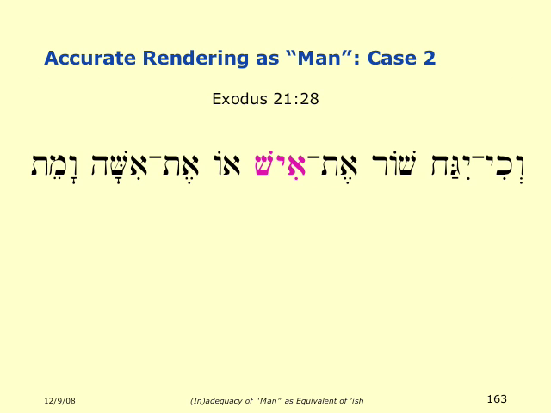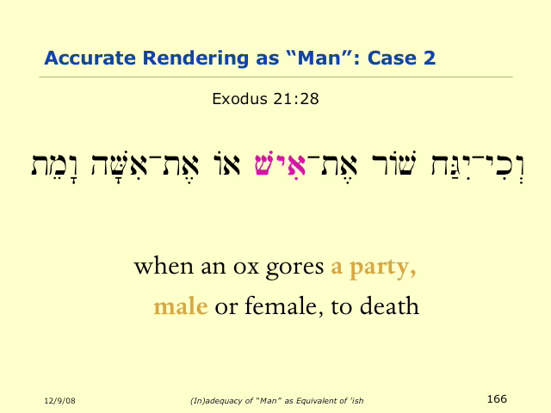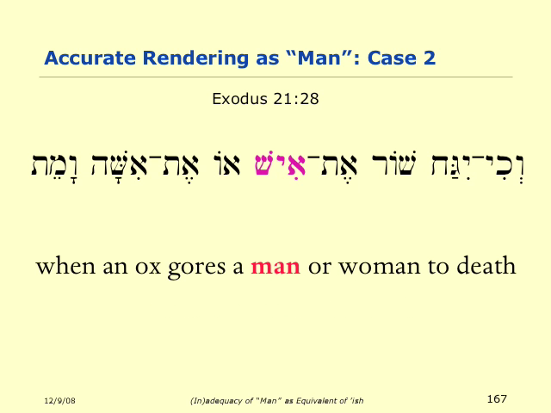As for the nature of affiliation, this unfortunate victim is a party to this situation together with the ox and also with the ox's owner, who is mentioned at the end of the verse. The question then is whether this affiliation ought to be conveyed in English explicitly or implicitly. Although the most technically precise contextual rendering would probably be when an ox gores a party, male or female, to death, one could consider it accurate enough to render simply when an ox gores a man or woman to death, which is a very common translation, although it involves a subtle change in meaning. Affiliation is still clear, albeit only implicit.